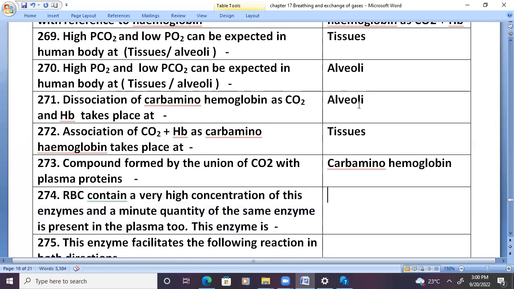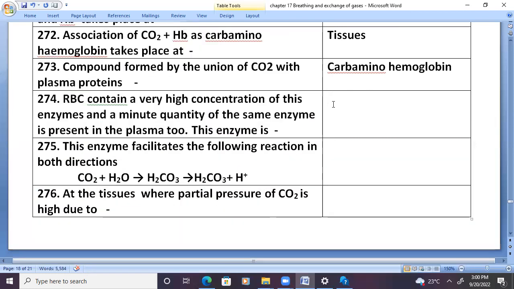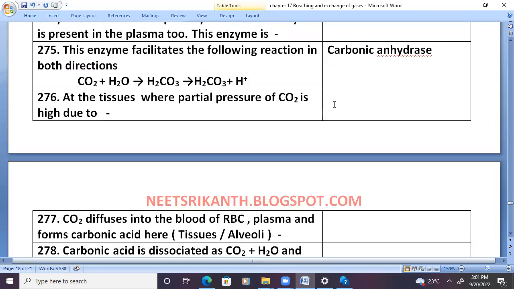RBC contain a very high concentration of this enzyme, and a minute quantity of the same enzyme is present in the plasma too. This enzyme is carbonic anhydrase. It facilitates the following reaction in both directions: the dissolution of carbon dioxide in water to form carbonic acid in the RBC. It is more in RBC.